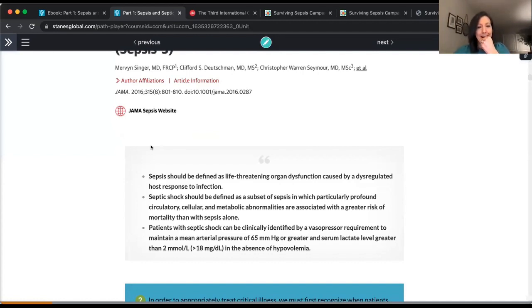Second, septic shock should be defined as a subset of sepsis in which particularly profound circulatory, cellular, and metabolic abnormalities are associated with a greater risk of mortality than with sepsis alone. Patients with septic shock can be clinically identified by a vasopressor requirement to maintain a mean arterial pressure of 65 millimeters of mercury or greater, and a serum lactate level greater than 2 millimole per liter, which is more than 18 milligrams per deciliter, in the absence of hypovolemia.